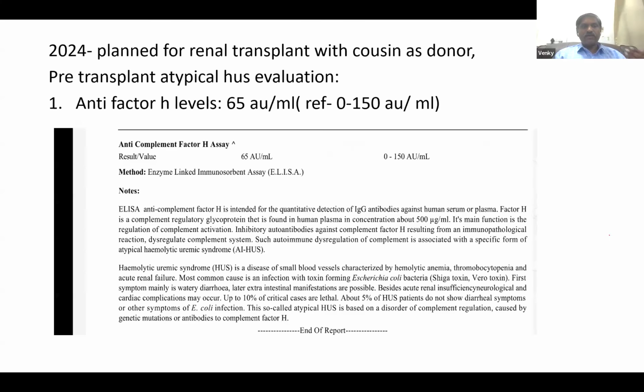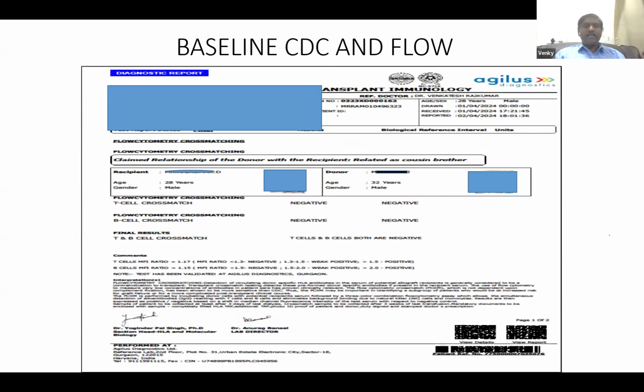So with all this background, he was planned for a renal transplant in the year 2024 with his cousin as his donor. His pre-transplant atypical HUS evaluation, once again, we did anti-factor H levels, which was within the normal range of 65 AU per ml. And his initial baseline CDC and flow cross-match was negative.